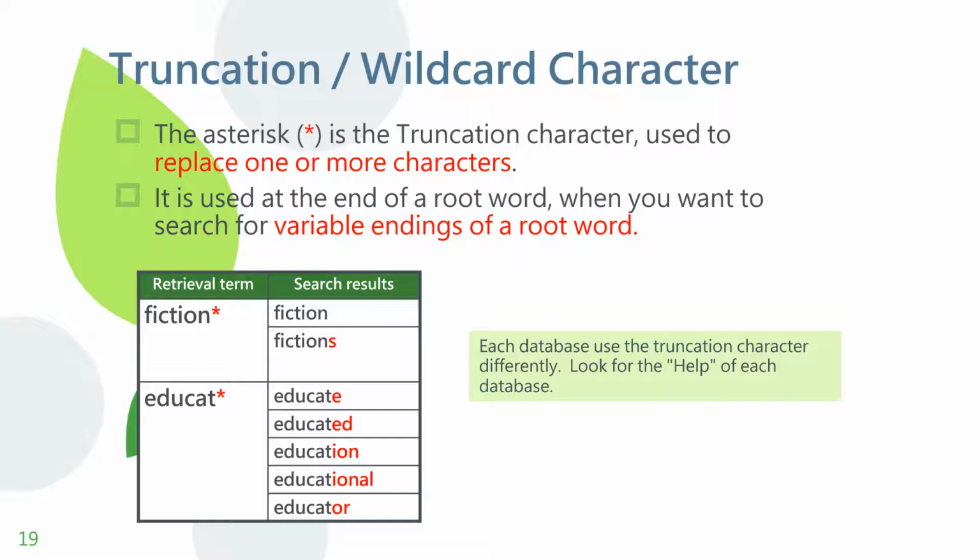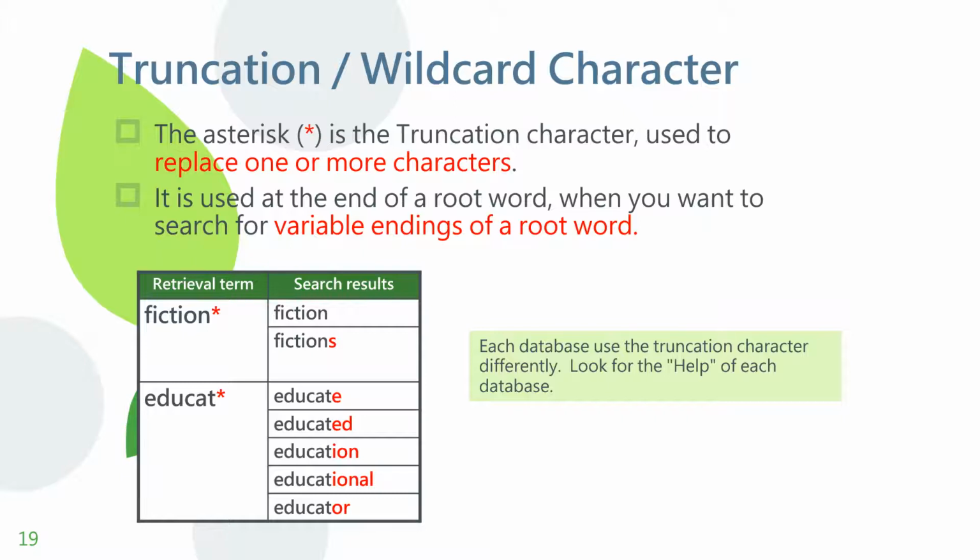And then there are other search skills called truncation and wildcards. Truncation and wildcards are great ways to expand your search, as they broaden your search to include various word endings and spellings. Usually, the asterisk is the truncation character, used to replace one or more characters.